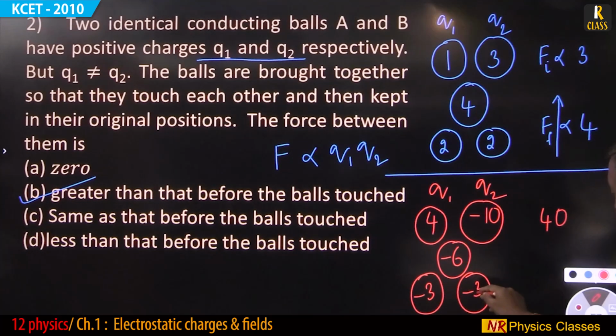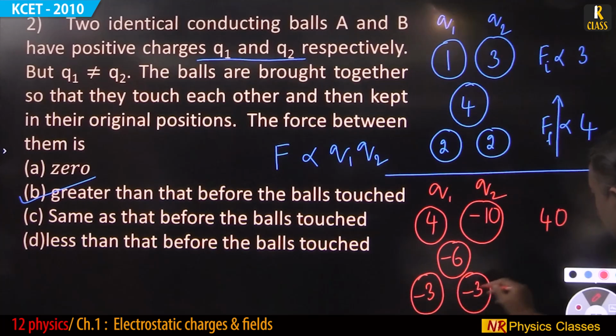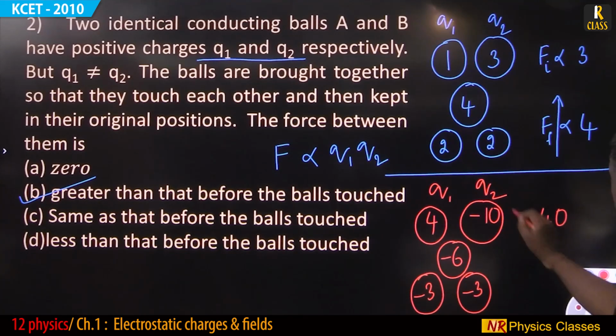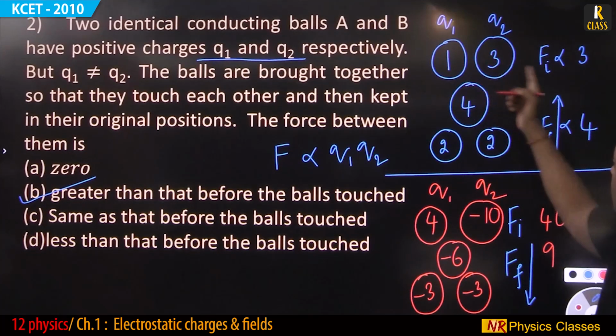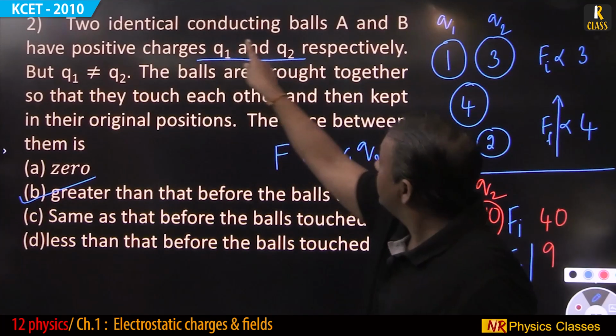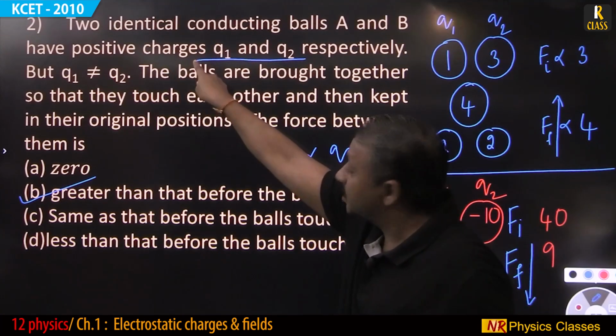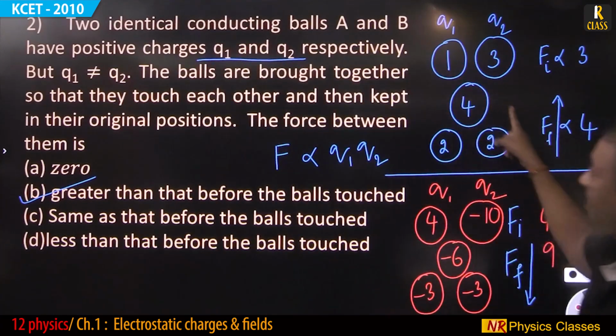Now the product of these two is the product of the magnitudes of the charges. 3 into 3, 9. See, initial force is 40, final force is 9. So force decreases. Opposite kind means after the contact the force decreases. Same type means after the contact the force increases. So in this problem, when you start reading two identical conducting positive charges, that means same type, and you should be alert. If it is the same kind, then you'll get answers like this.